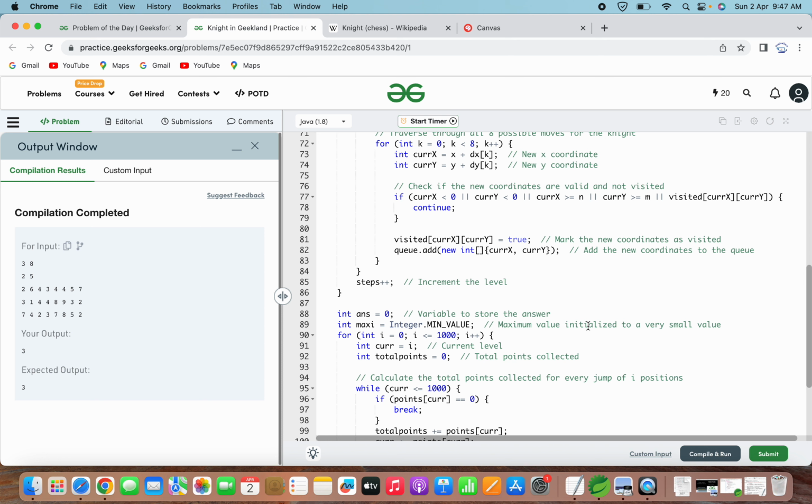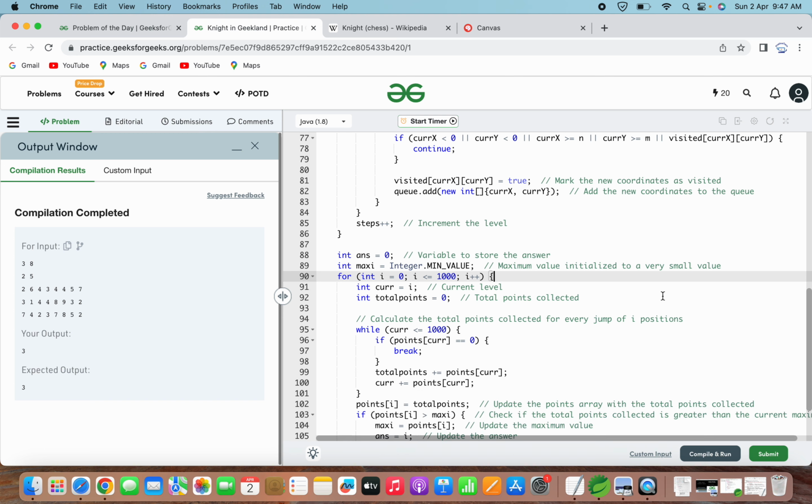The limit is set to avoid an infinite loop in the while loop that calculates the total points collected for every jump of I positions. The loop iterates through the points array starting from the current level I and adds to the points at each jump. If the points at a particular level are 0, then the loop terminates to avoid further iterations. So by setting the limit to 1000, the algorithm ensures that the loop terminates in a reasonable time frame.